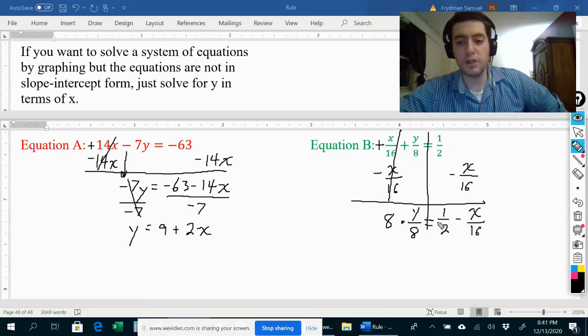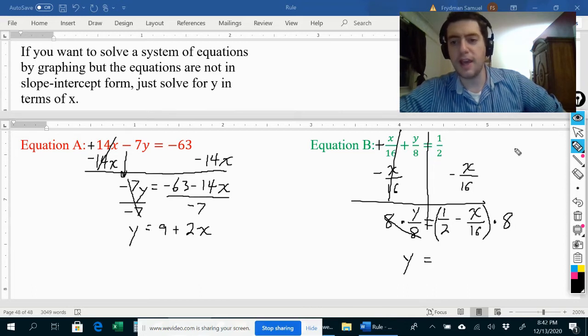Remember, if you're multiplying or dividing, you have to do it to every single term. So I'm going to put these terms in parentheses and multiply both of them by 8. So over here, the 8's just cancel, and I have y equals, and then over here, 8 times 1/2. Let's see, 1/2 times 8, we can put the 8 over 1, and then we'll just multiply the numerators and multiply the denominators. It's pretty easy because these are just ones. So we get 8 over 2, 8 divided by 2 is 4.